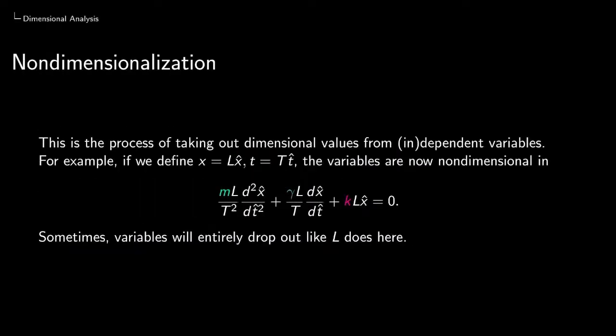Another thing we can do is try to extract or remove units by non-dimensionalizing. Non-dimensionalizing means to basically take the dimensional variables, the dependent and independent variables, and make them dimensionless by introducing a dimensional term, in this case L or T, and then a non-dimensional term, which is the same but with the hats on top. If we do that to this equation, we extract several L's and T's, and we also pick up the x hats and the t hats.